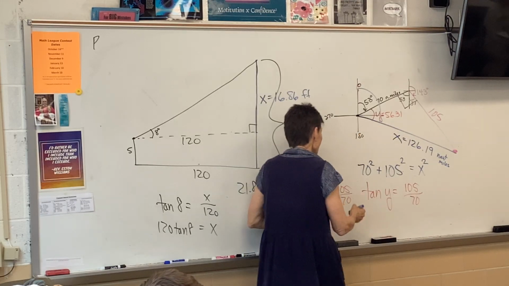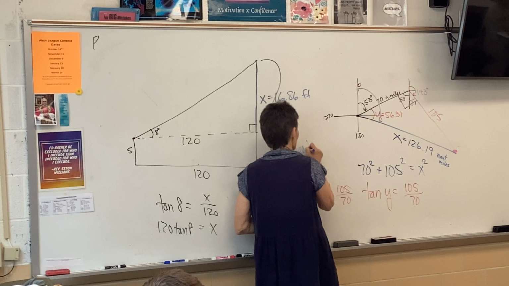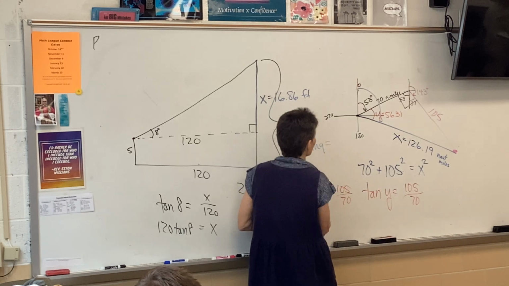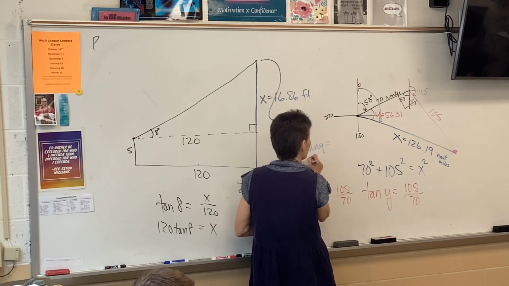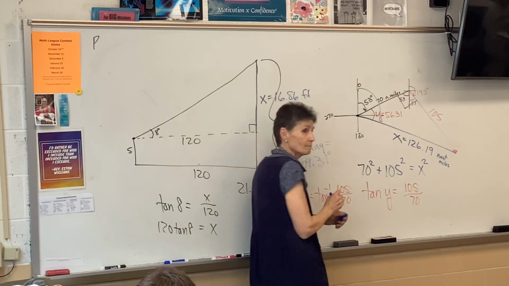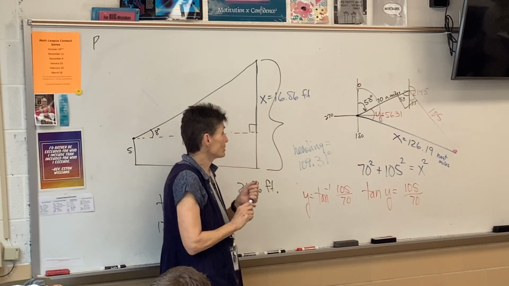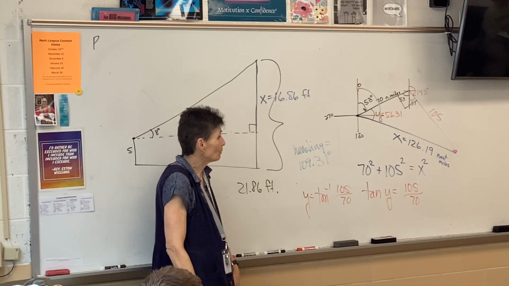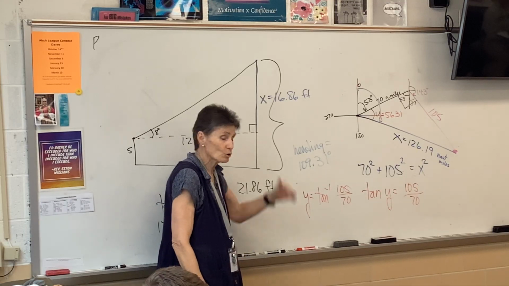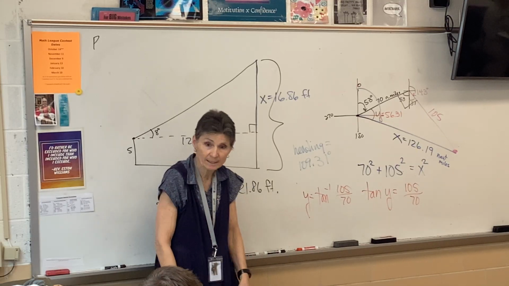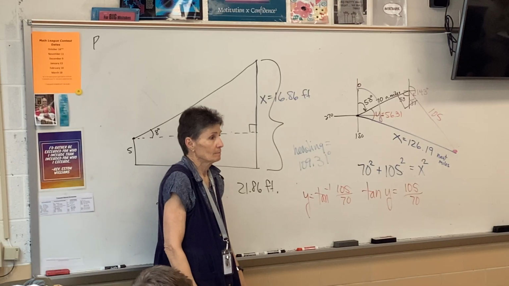So his heading is going to be, what is that? 109.31 degrees. So we're going to tell him to follow a course of 109.31 degrees for 126 miles, and he will find the boat. So that's the bearing.